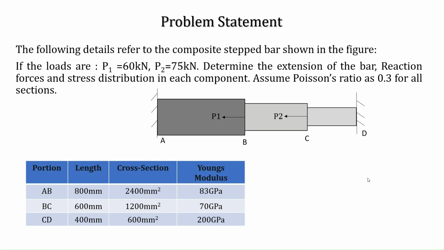So the problem statement details completely the geometrical properties, the boundary conditions, that is the constraints, the load acting over the stepped bar, and also its material properties, that is the Young's modulus and the Poisson's ratio, which is common for all three components of the stepped bar. However, since this is a 1D problem and the Poisson's ratio is not of much importance to us, we'll just move on to the next step, that is the determination of the solutions through the strength of materials approach.